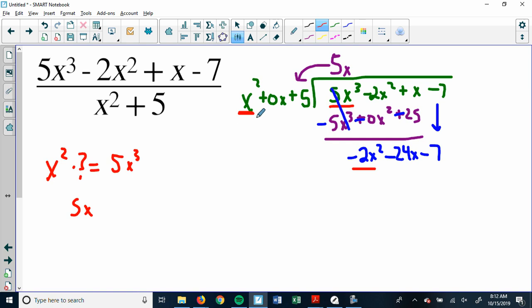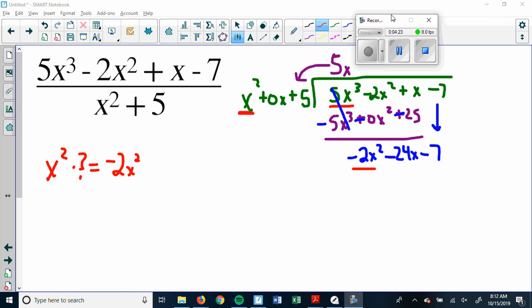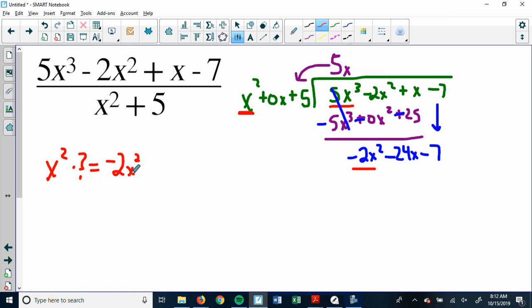Now what we're going to do is look at how often does x squared go into negative 2x squared. So x squared times what, this fancy question mark, equals negative 2x squared. Hopefully it makes sense to you. That's negative 2. So we're going to put negative 2 up above here. And you'll notice that we're going to multiply negative 2 times all of this over here. So we get negative 2x squared plus 0x this time minus 10.